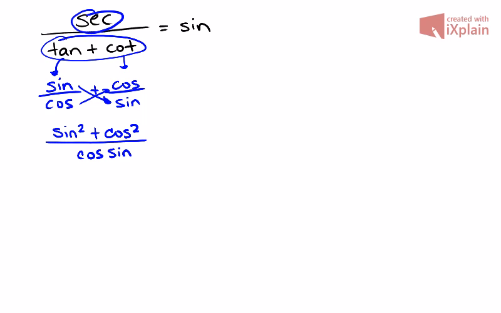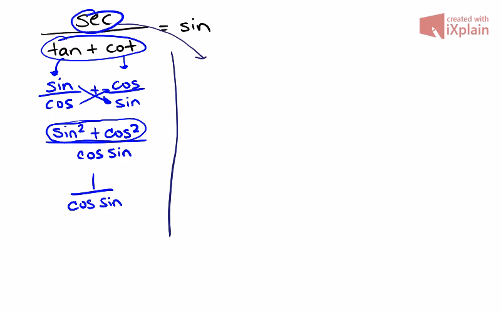Now if we look at the top right here, we should see this on the identity sheet. Sine squared plus cosine squared equals 1. So this is actually 1 over cosine sine. Now I'm done simplifying the numerator. Now I'm ready to bring down the original numerator, that secant, and actually flip and multiply. Secant, I can write as 1 over cosine. And I know that that secant function is on top of 1 over cosine sine.